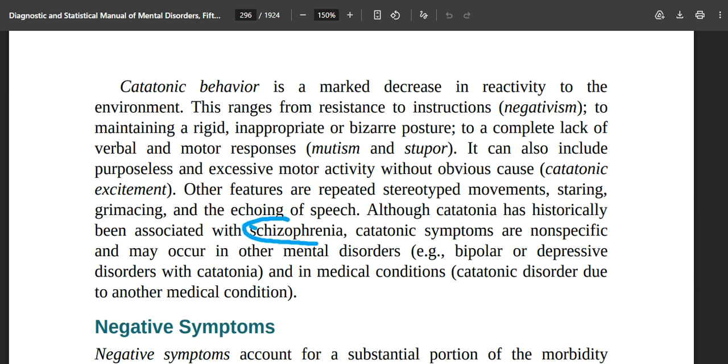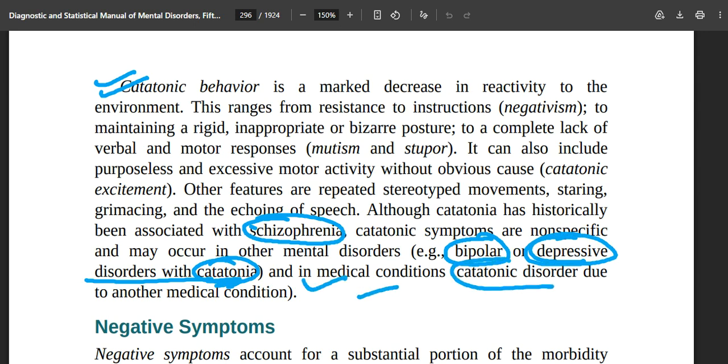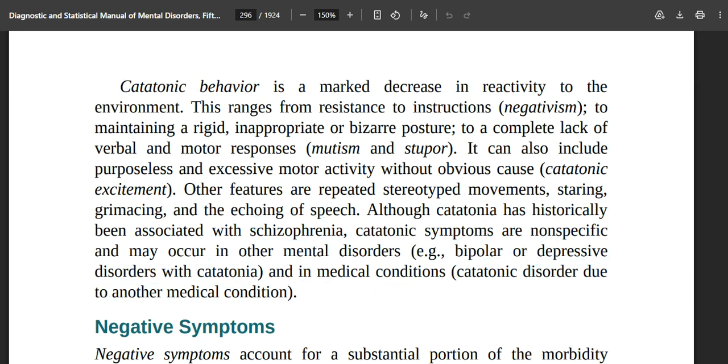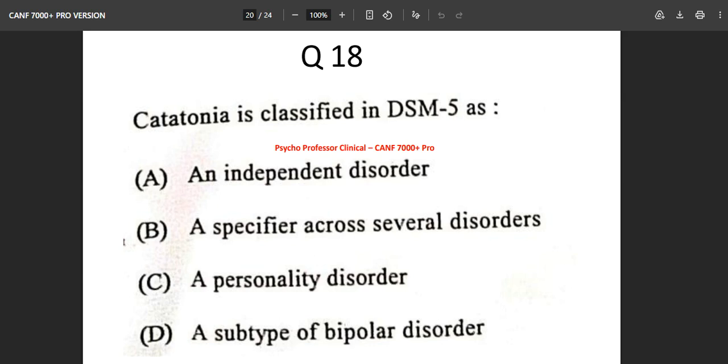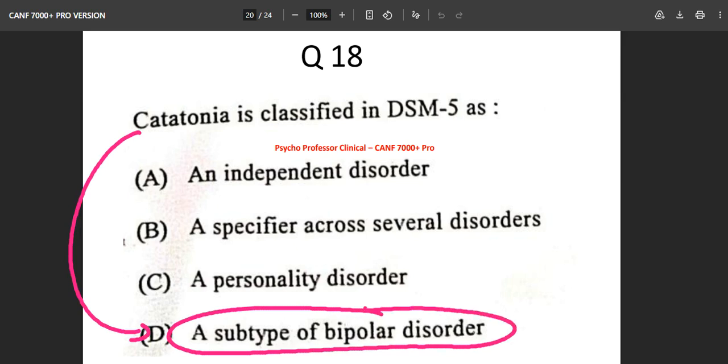Along with schizophrenia, all these symptoms or behaviors can be seen in bipolar or depressive disorders with catatonia. They will mention this as well. It becomes distinct in medical conditions, catatonic disorder due to another medical condition, but that is not for you. But you have understood it is not only about schizophrenia; in any other disorders as well, as you have seen in the bipolar and the depressive one, you can have catatonic behavior. Okay, so is it a subtype of bipolar disorder? No, it is not a subtype of bipolar disorder. It is a specifier across several disorders, and that is why option B is the correct answer in this particular question.